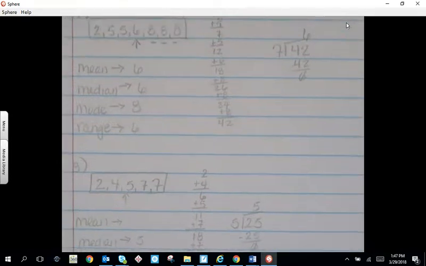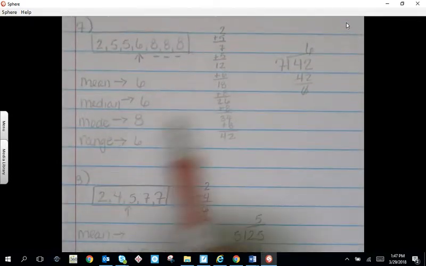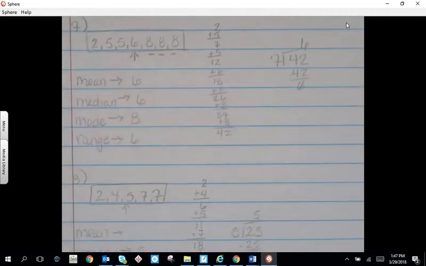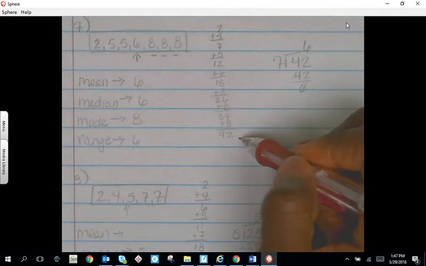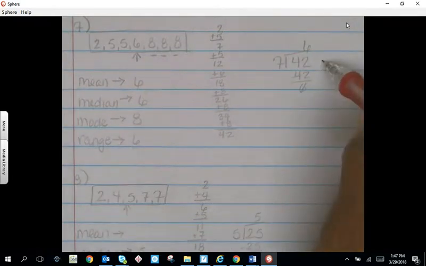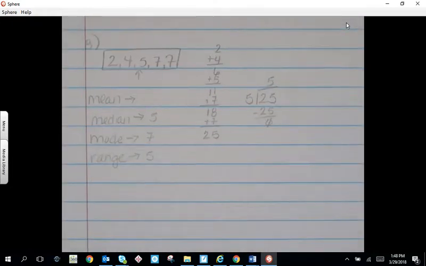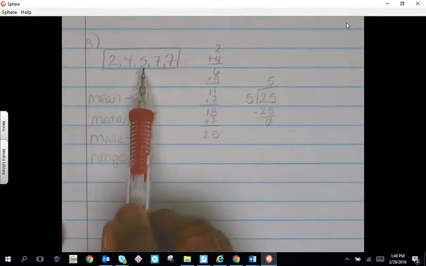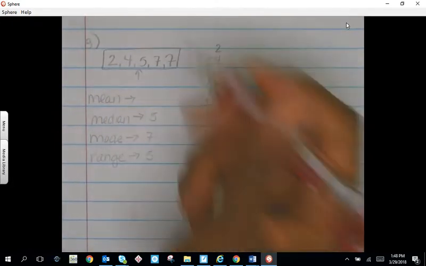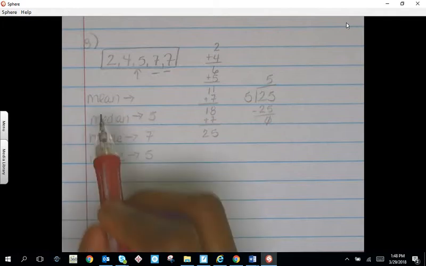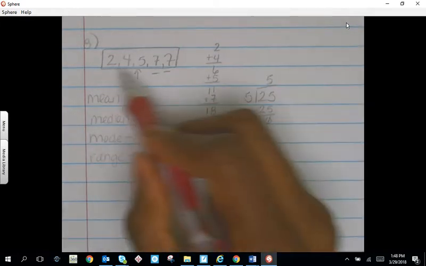Number 7, we had the range. 8 take away 2 is 6. The mode, 8 happened 3 times. The median, we had an odd set, so we were okay right there in the middle. Our mean, total those up is 42. We had 7 numbers. Divided by 7 is 6. And then number 8. Odd data set again. So our median, our mode was 7 because it happened twice. Range, 7 take away 2 is 5. And then our mean, we totaled them up, got 25. We had 5 numbers. Divided by 5 is 5. So our mean was 5.